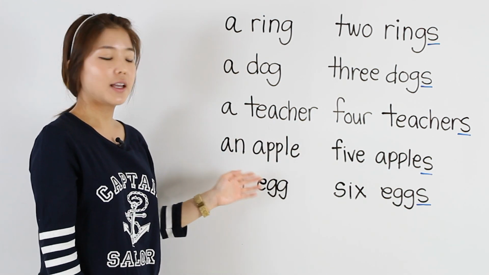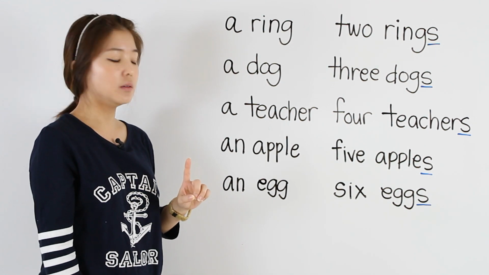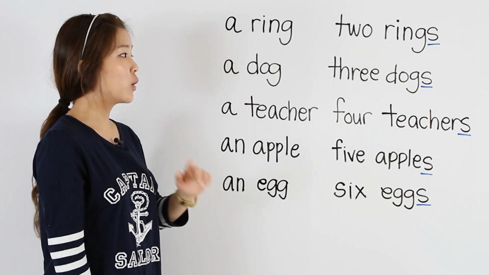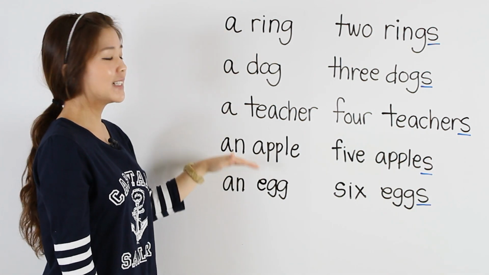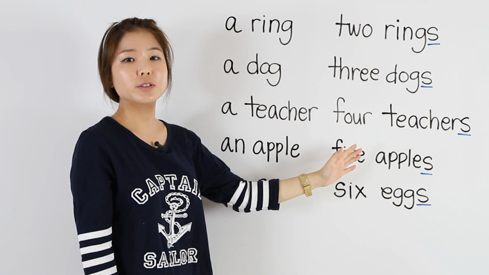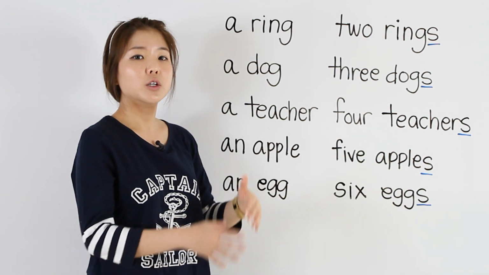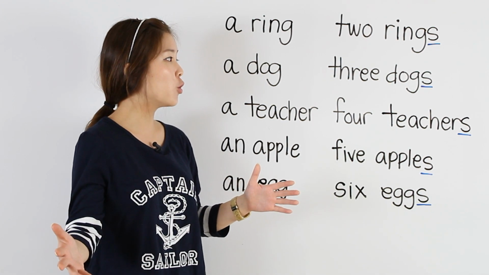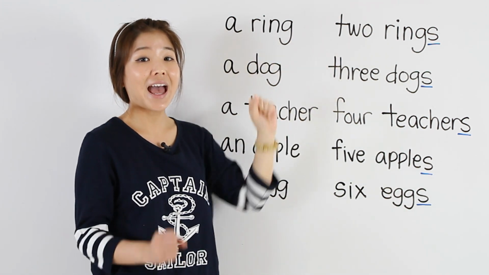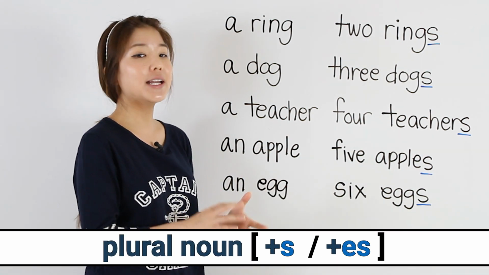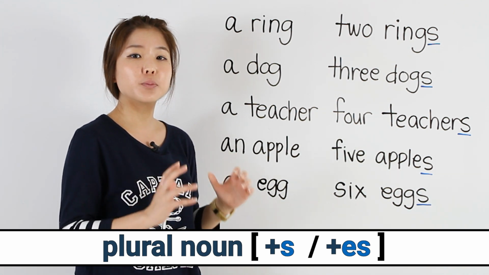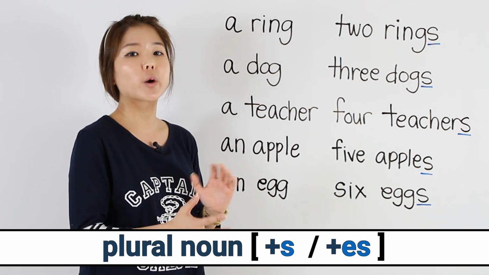An apple. One apple. An egg. One egg. So again, one noun is singular. Okay, now over here we have plural nouns. Plural means more than one, 2, 3, 4, and so on. So many, okay? When we have a plural noun, don't forget, we have to put S or ES.